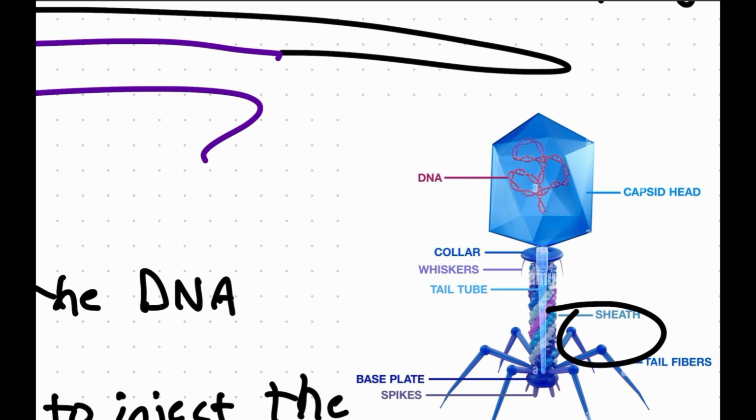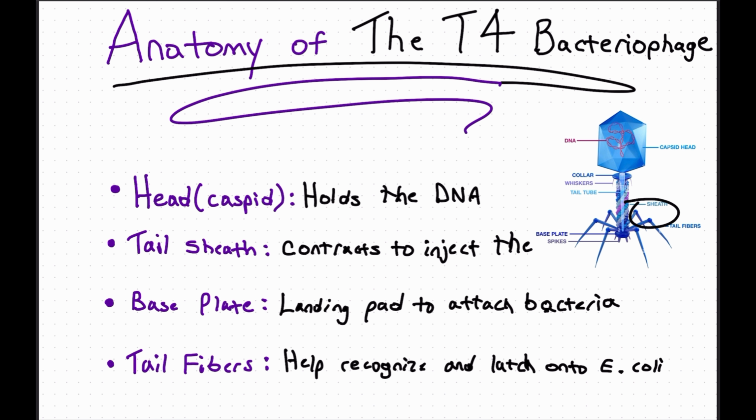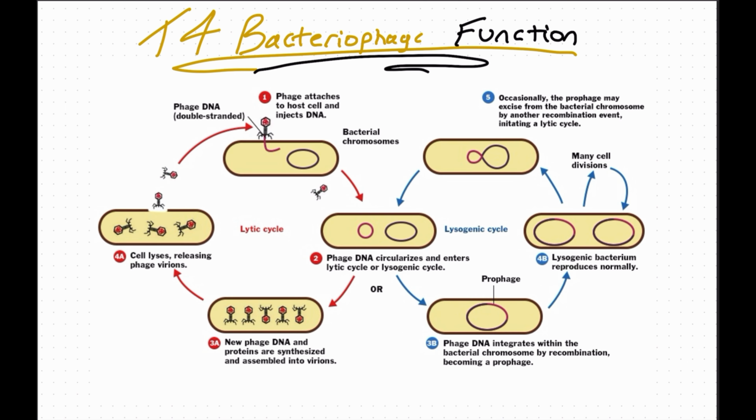coli. So every part of the design works together to deliver genetic material to its host. And what we'll see in the next slide is exactly how this works. You'll see how the T4 bacteriophage lands on the cell and then injects its DNA. Now, if we go into the function of the T4 bacteriophage, there are two cycles.